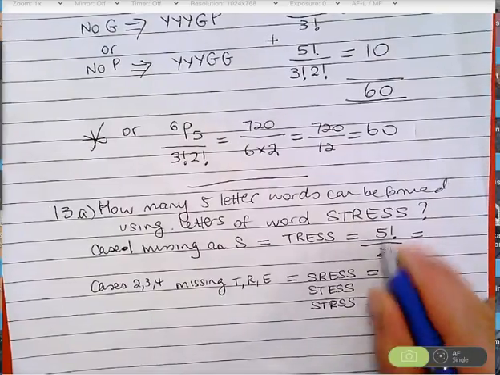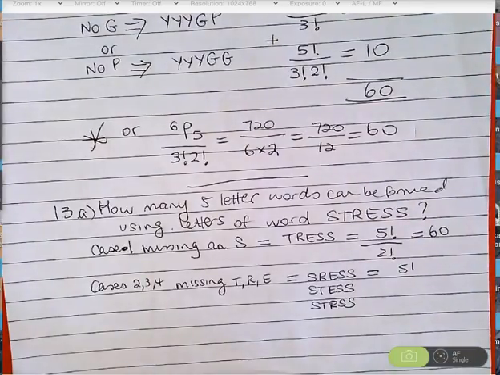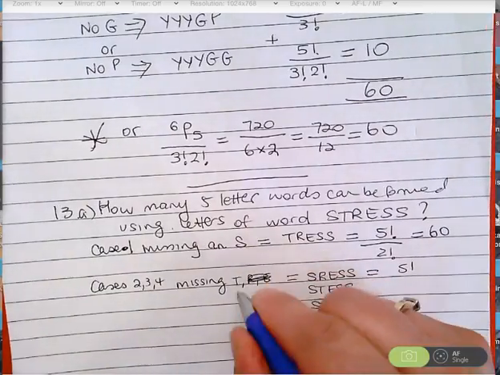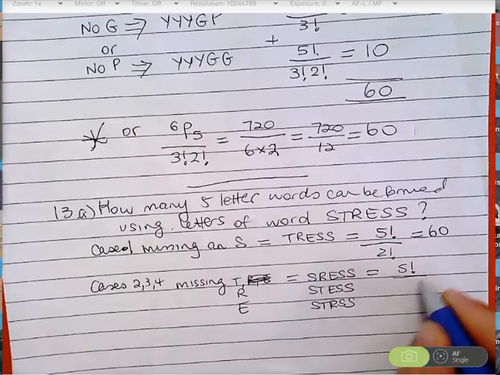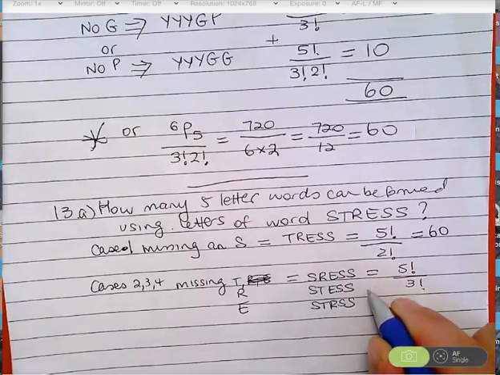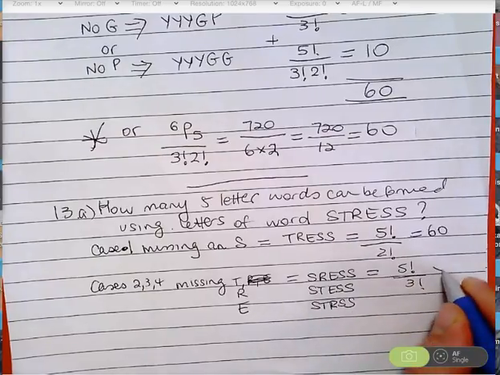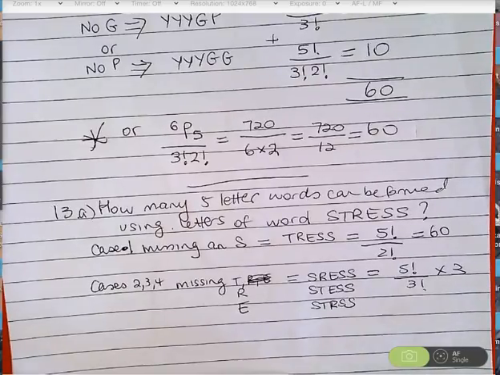5... Oh, this one, was it 60? Is that 60? All right. If we're doing cases, if you're missing the T, then the R, then the E, 5 factorial over what? 3 factorial. Now, isn't the next one the same? 5 factorial over 3, 5 factorial over 3. Why don't I just do them all together and say I got 3 of those? Because I'm doing that plus itself again, plus itself again.